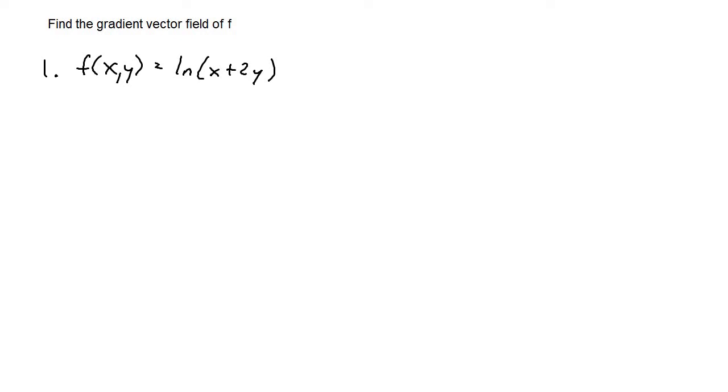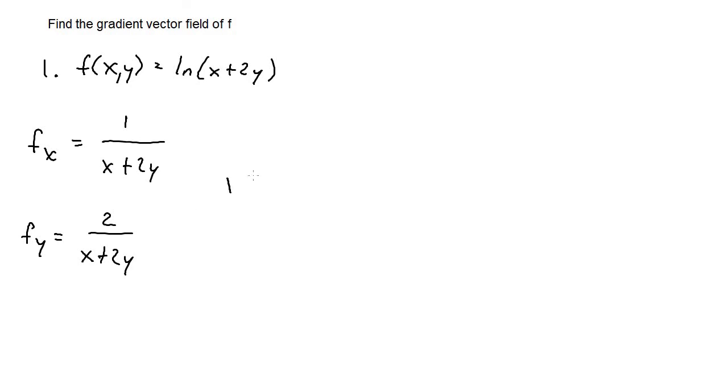So f(x, y) equals the natural log of x plus 2y. So let's go ahead and first find f sub x, or the partial derivative of the function with respect to x. So since we have natural log of some function, the partial derivative with respect to x is going to be the derivative of the inside function, which is going to be 1 if we partially derive with respect to x, over the inside function, which is x plus 2y. Now f sub y is going to be the partial derivative of the inside function with respect to y, which is 2, over the inside function, x plus 2y.